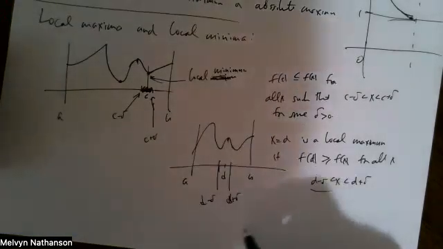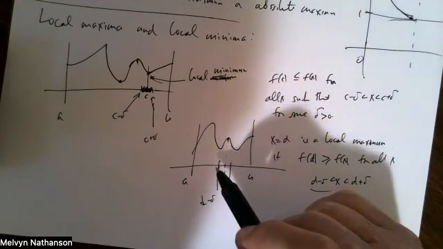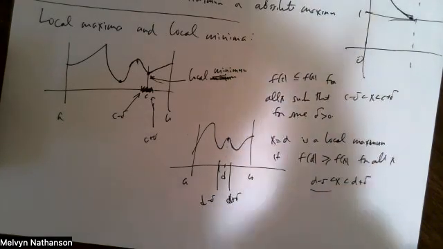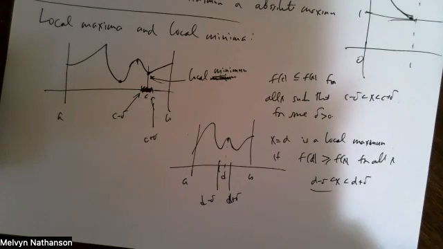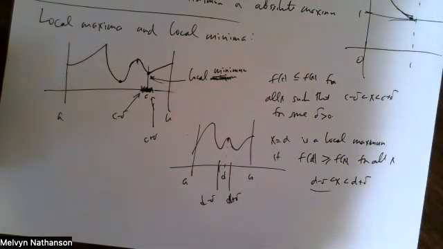And in the process of trying to understand the shape of a function in some interval, one of the first useful bits of information you can find is to find the local maxima and the local minima. That tells you where the function is going up.